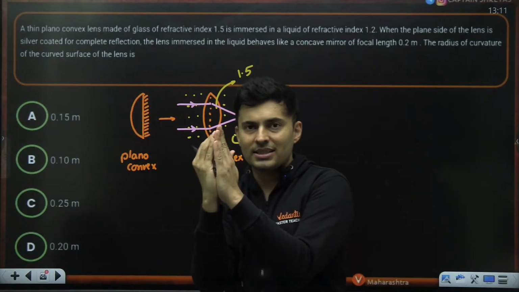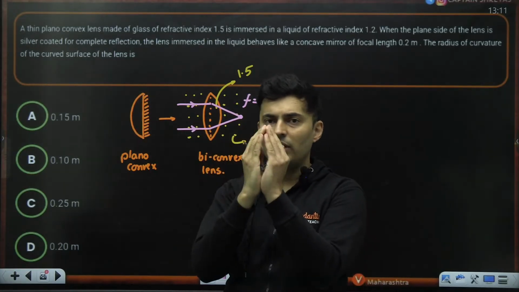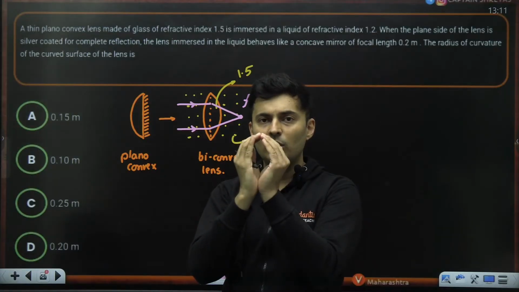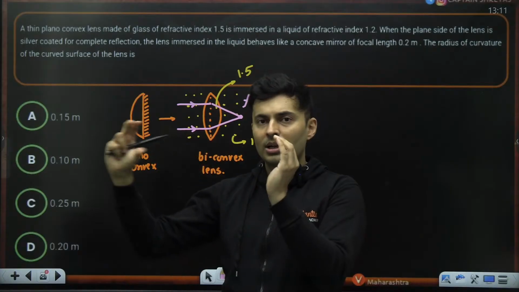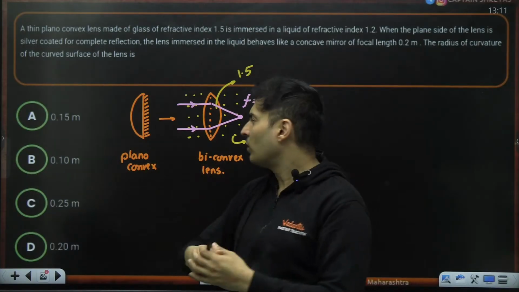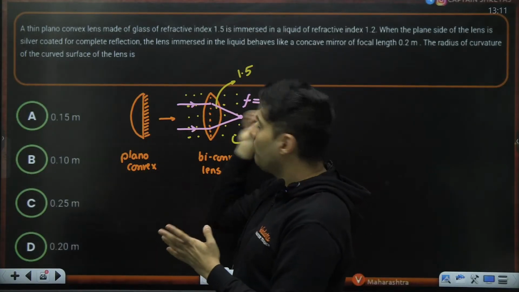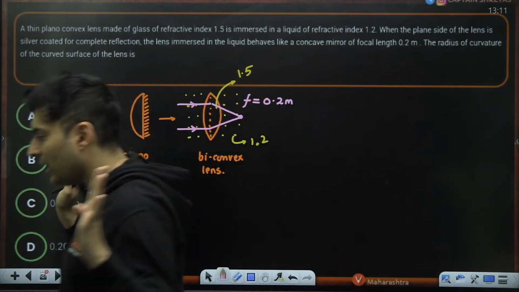First, whatever lens was there, I replicated it behind, so I forgot the silver coating. So now it looks like a convex lens. It is placed in some liquid. Now, the focal length of the effective thing, whatever is there, the rays eventually meet 0.2 meters away. That is what I have done.